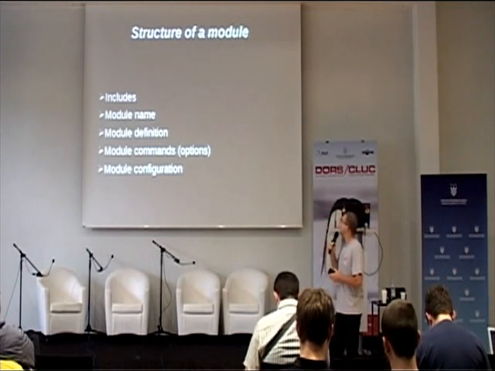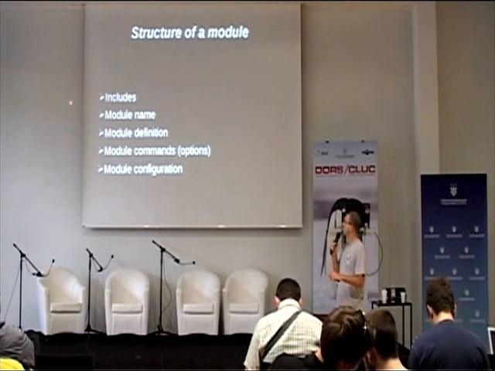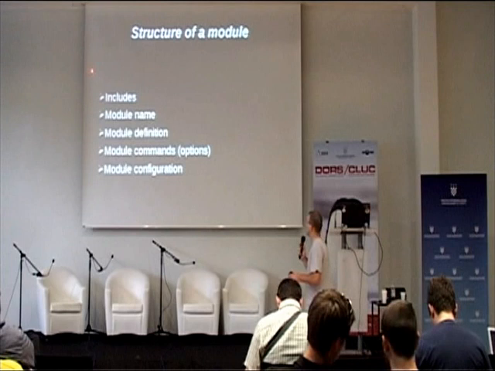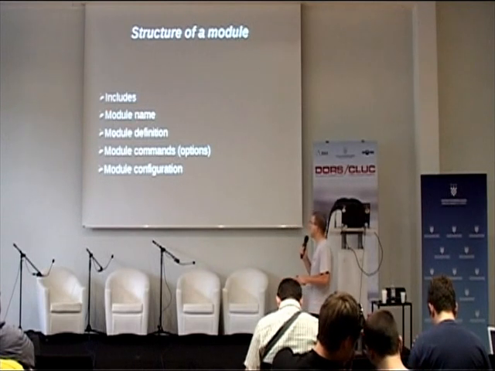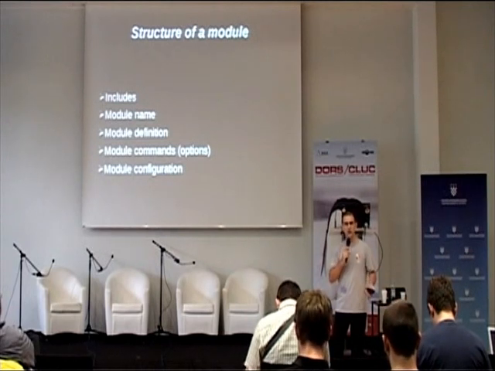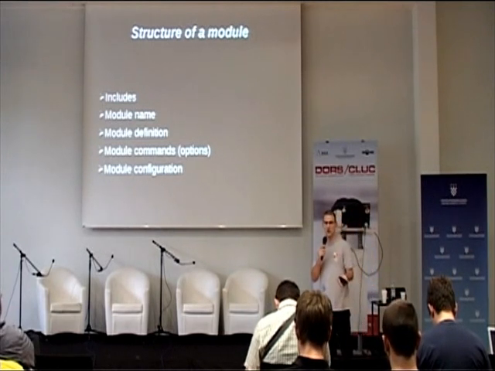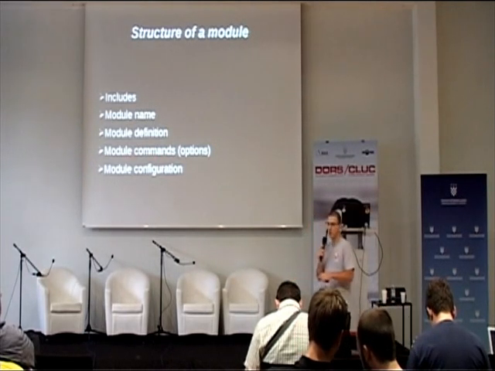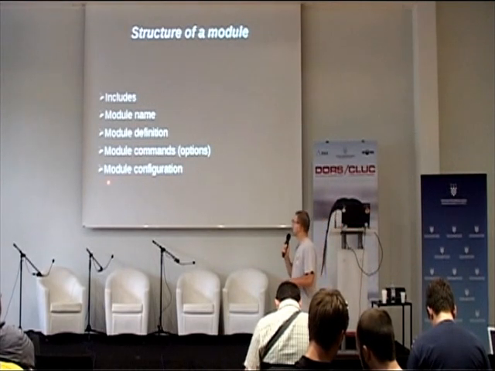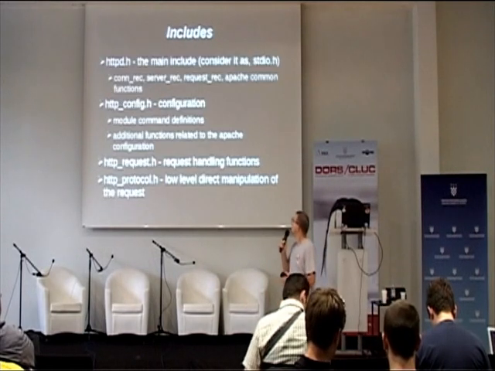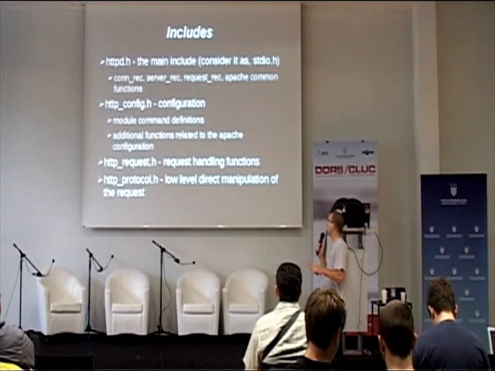So the basic structure of a module includes first some library files, then you have the module name, then you have additional module definitions where your module actually works at each of the four tables. Then you define module comments if you actually have any comments for your module, and the final thing is to handle the configuration. So I'll start with includes here.